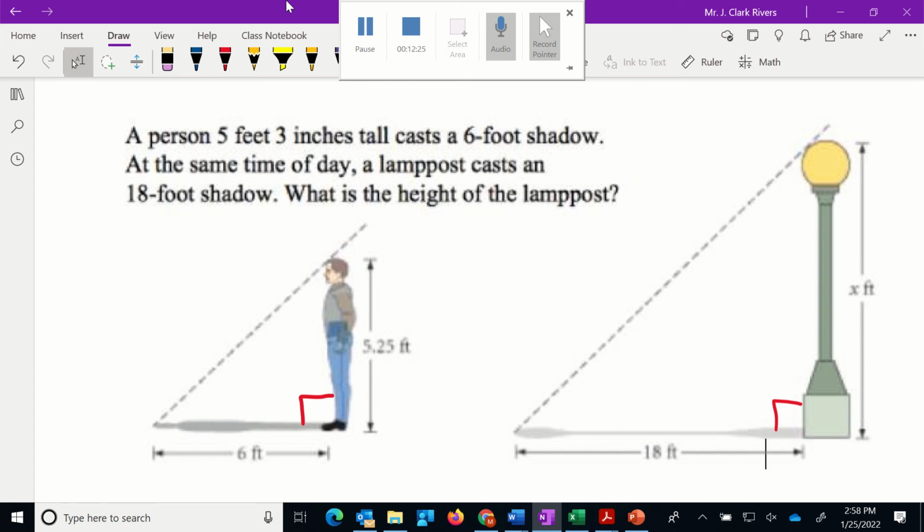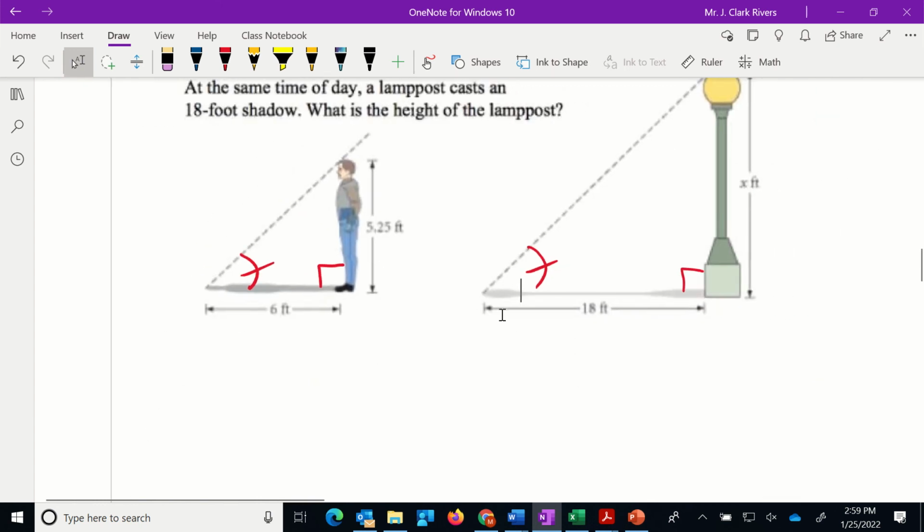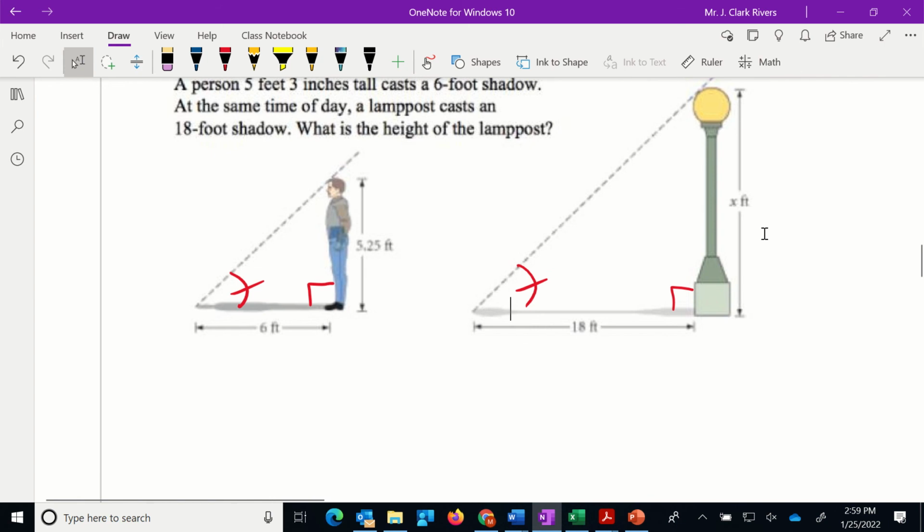Moves throughout the day. So at the same time of day, the angle at which the sun is hitting you is the same as the angle that it hits the lamppost. At 2 o'clock in the afternoon, the sun is hitting me at the exact same angle that it's hitting the buildings or whatever. Okay, so this angle is congruent to that angle. So we end up with these two triangles that are similar by angle. So now that we have our two similar triangles, use the two similar triangles to set up a proportion and solve for the height of the lamppost.